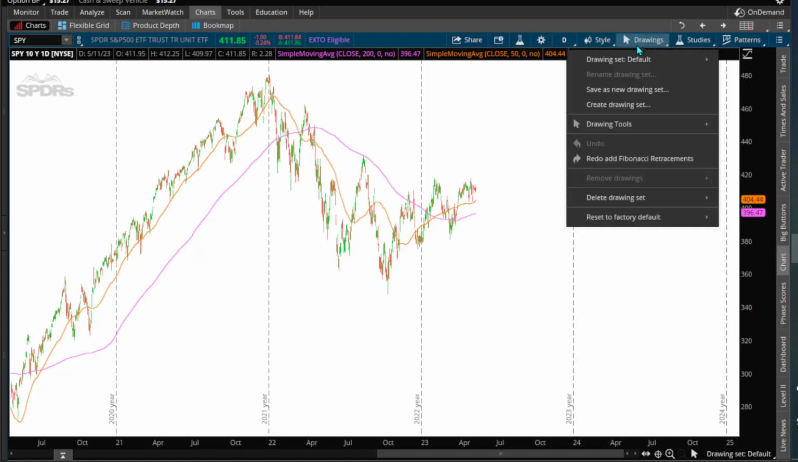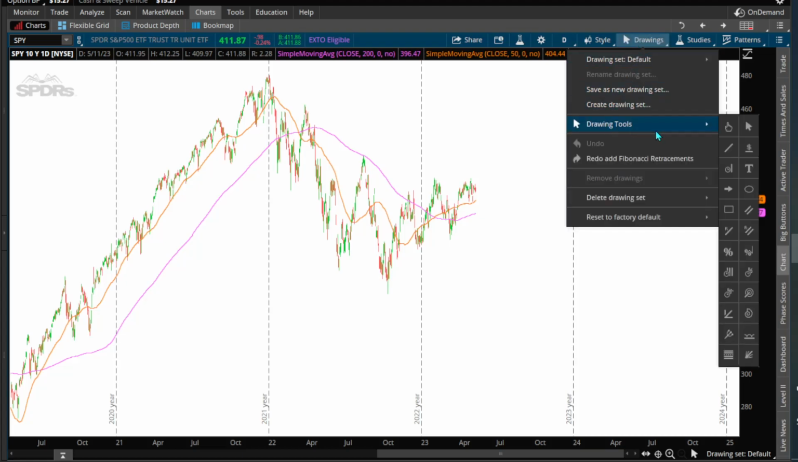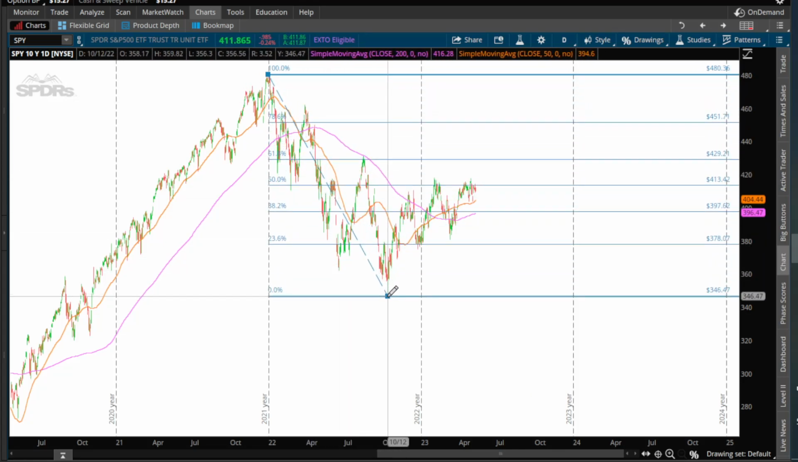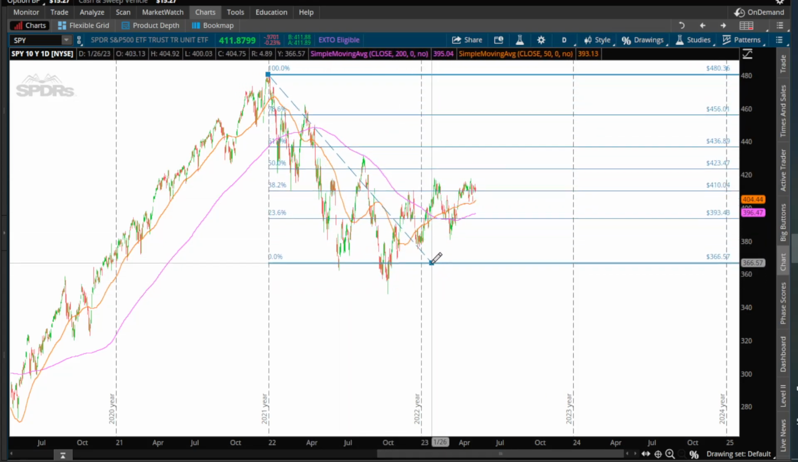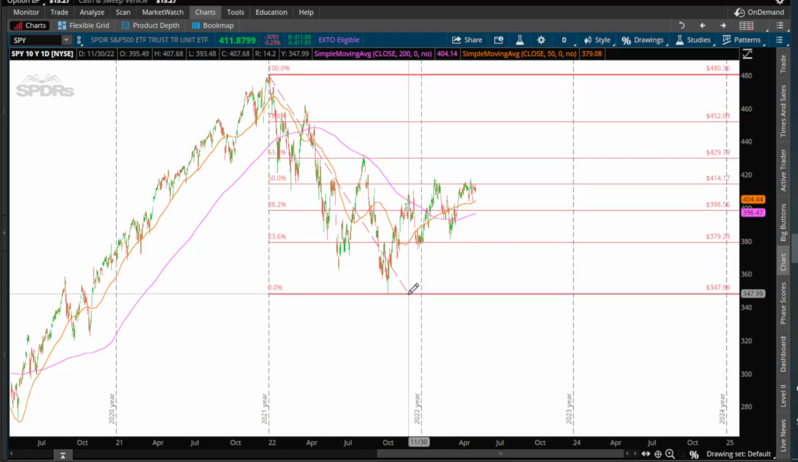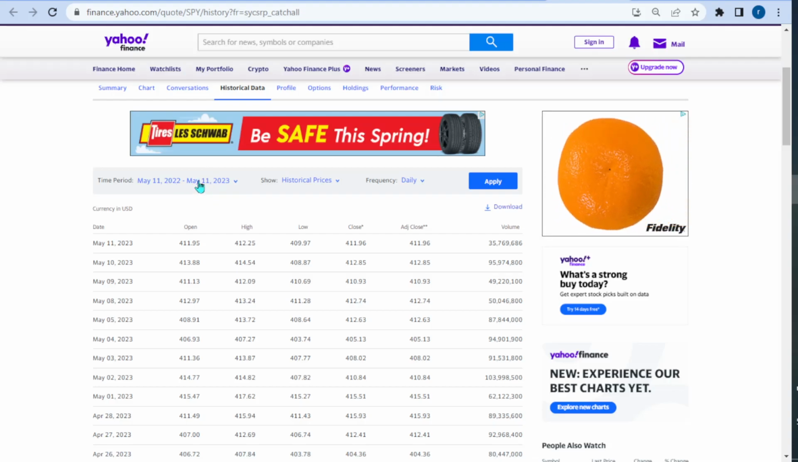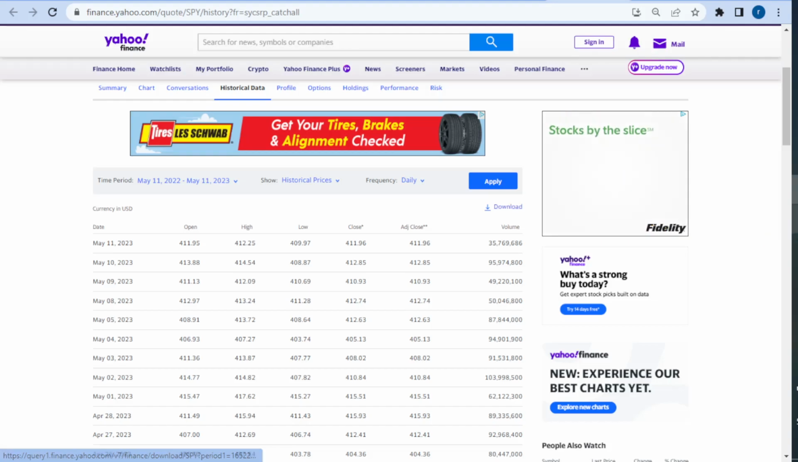So from this drawing tool on Thinkorswim, I'm going to go over to the drawings. I'm going to look for that fib retracement, which is this percent-ish looking thing. Now I'm going to go ahead and draw the top, draw the bottom. Now if I want to get the exact numbers here, I could go ahead and go to Yahoo Finance. I can approximate the date, and then I could go apply and then download an Excel file.